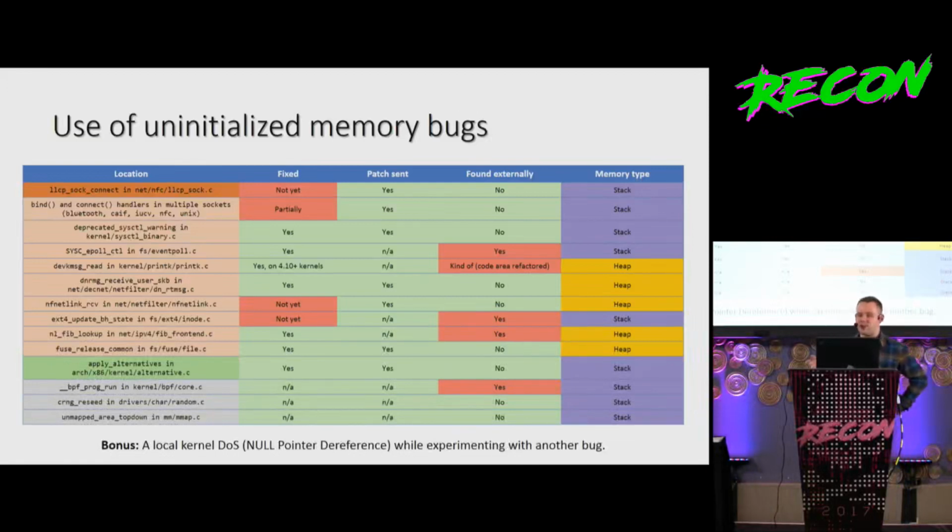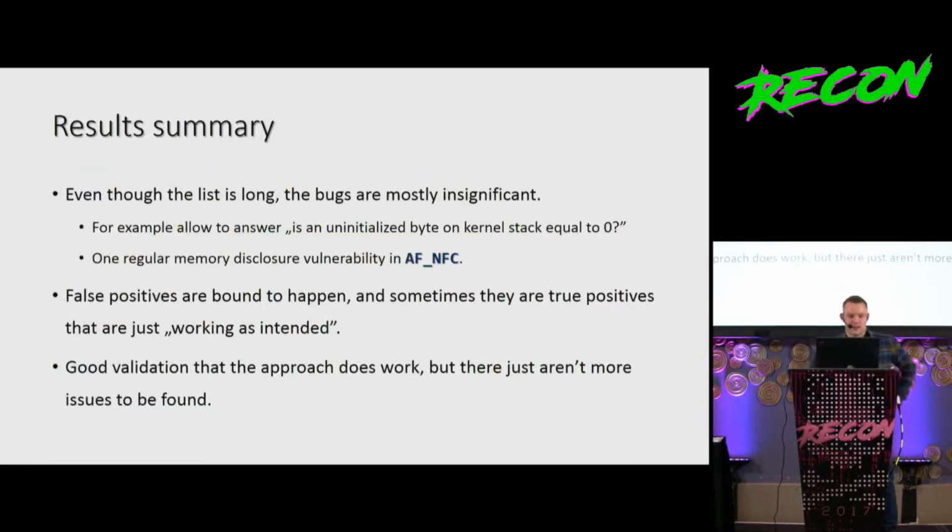Most of them were not really that important, just some small comparisons with specific constants and stuff like that. Most of them were on the stack, some of them were on the heap. And also, interestingly, some of them were being found externally at the very moment that I was finding them as well. Most of them are fixed already, but not all of them. The only actually interesting bug I found was a user mode memory disclosure in the NFC sockets that is at the top here. It's still not fixed, even though it was reported. So that's the only semi-severe bug.